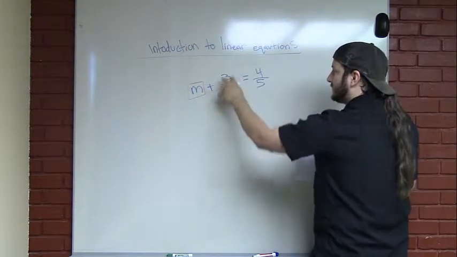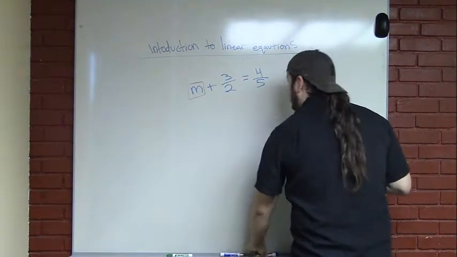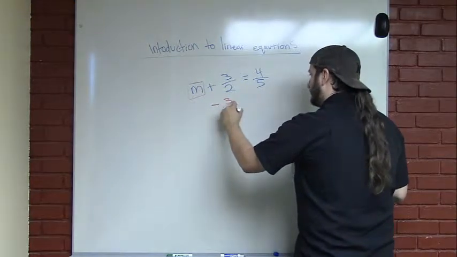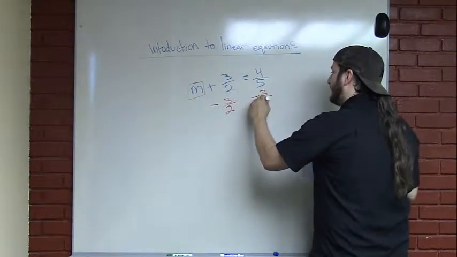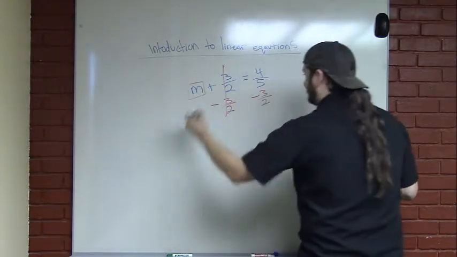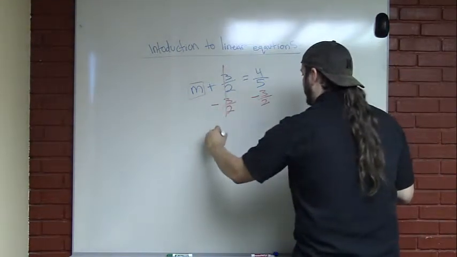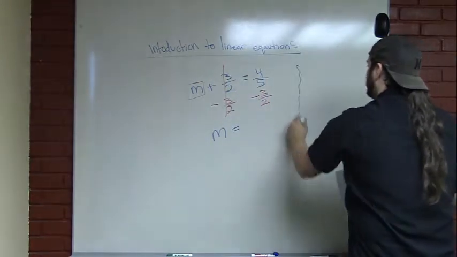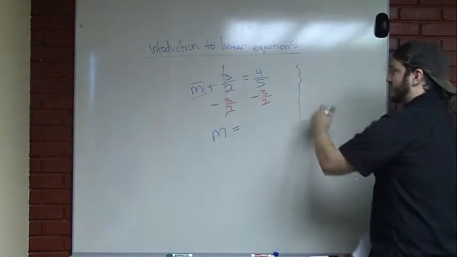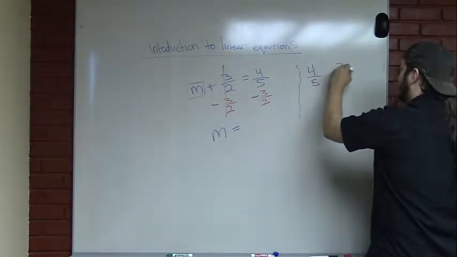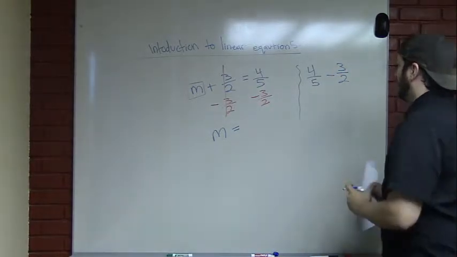So this is a plus 3 over 2. So you're going to have to subtract it. You do the opposite. 3 over 2 minus 3 over 2. Those guys go away. On the left side, we're just left with m equals. Now this guy, what I usually do is I'll just kind of go off to the side and just do it. So we have 4 over 5 minus 3 over 2.